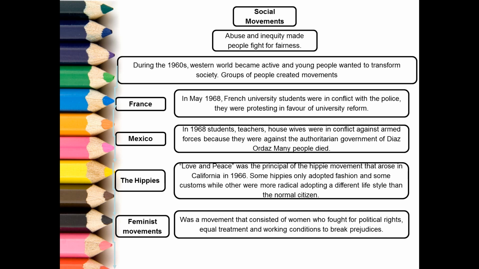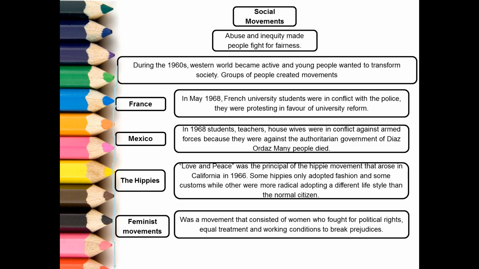In other words, there were a lot more people injured and a lot of people died. Not so much in France. Now, the next social movement is the hippies. The hippies live by the words of love and peace. They were formed in California. Remember this: they were born in California. They arose in California in 1966.